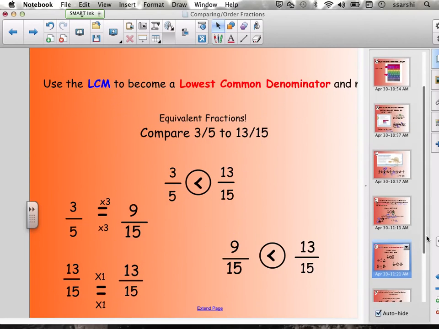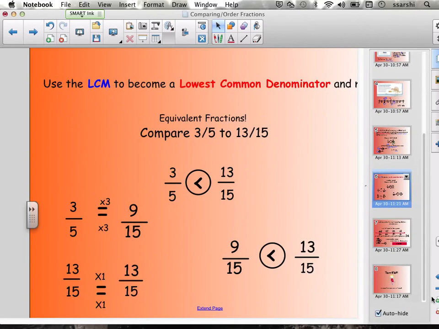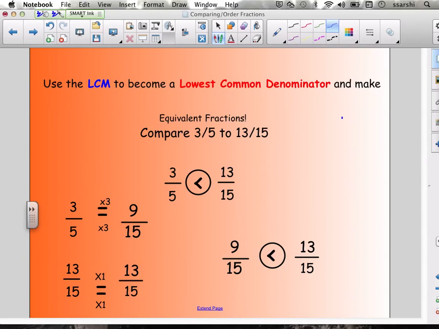So in looking at this, the LCM becomes our lowest common denominator, and now we make equivalent fractions with 3/5 and 13/15. In remembering equivalent fractions, the key line is what you do to the top, you do to the bottom. So over here on the board, I have 3/5 and 13/15. I'm changing them to equivalent fractions, both with a denominator of 15.